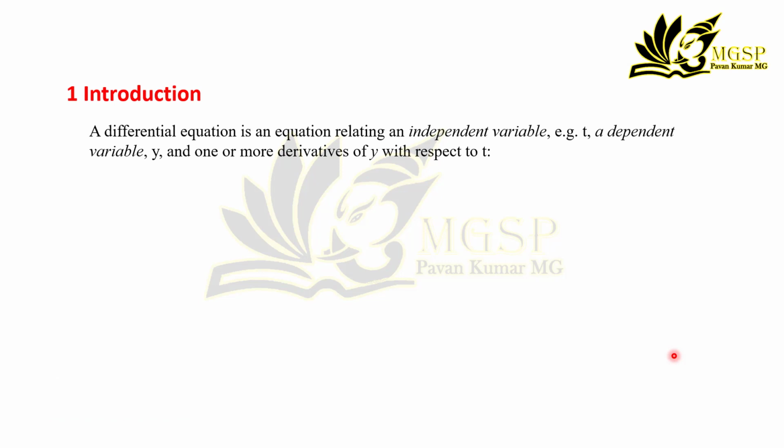Introduction. What is a differential equation? It is an equation relating an independent variable, for example t, a dependent variable y, and one or more derivatives of y with respect to t. This means the independent variable is t and the dependent variable is y, where y depends on t. We can write this in expression form as dx by dt, which means x depends upon t, that is, t is the independent variable. Similarly here, t is the independent variable and y is the dependent variable.